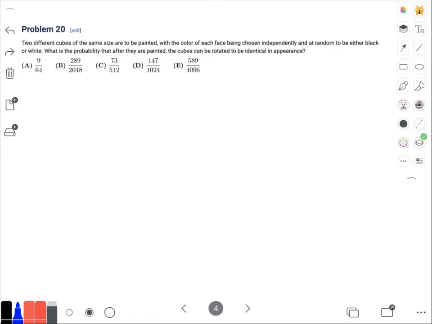Hello everyone, this is the power of pi, and today we're going to be looking at the AMC 12B 2020 problem number 20. Two different cubes of the same size are to be painted, with the color of each face being chosen independently and at random to be either black or white. What is the probability that after they are painted, the cubes can be rotated such that they are identical in appearance? So let's just do some casework, right?